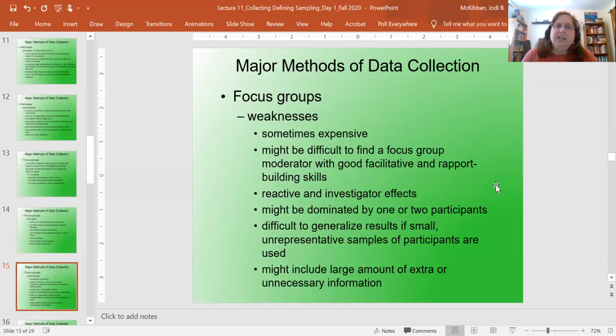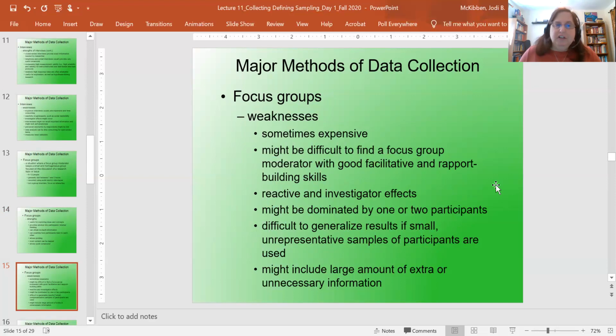Now these can be expensive. That's one of the weaknesses. It can be difficult to find a focus group moderator with good rapport building skills. Right? You need someone who's particularly talented at getting people to really talk to each other. Okay, so now we're not just worried about reactions by the participants for social desirability, but there can be investigator effects as well. Also, you run into the problem of what if there's just 1 or 2 people who dominate the conversation, right?